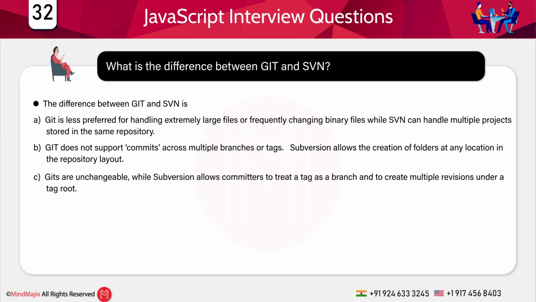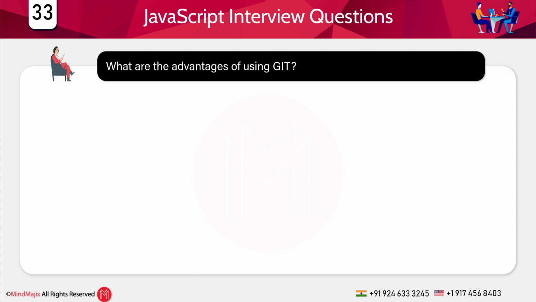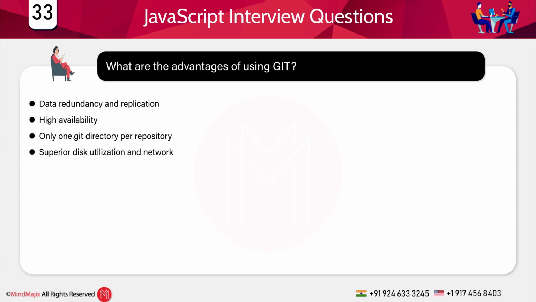Git is unchangeable, while Subversion allows the committers to tag as a branch and create multiple versions under the tag root. What are the advantages of Git? Data redundancy, high availability, only one .git directory, superior disk utilization, network performance, collaboration friendly. Any sort of project can use Git.